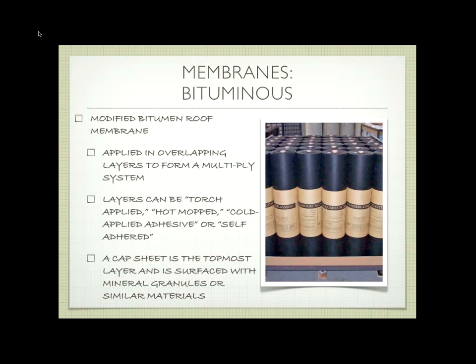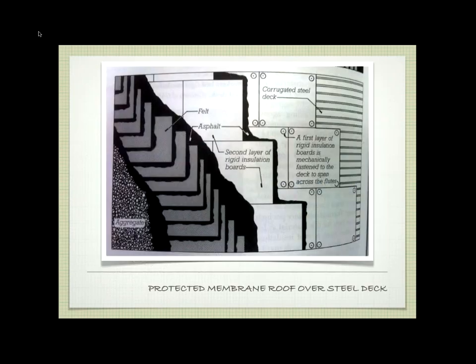So it comes again to the site in rolls. It's going to be applied in overlapping layers the same way. They can be torch applied, hot mopped, cold applied, self-adhesive. So we've got a variety of different methods depending on the material itself in terms of, will it adhere by itself? Does it require some form of a torch? If you've ever seen somebody doing roofing where they actually walk along with a torch and heat up the various pieces, this is what we're talking about. And then again, the topmost layer needs to be that piece that has the granules already built into it, for protection, UV protection, etc.